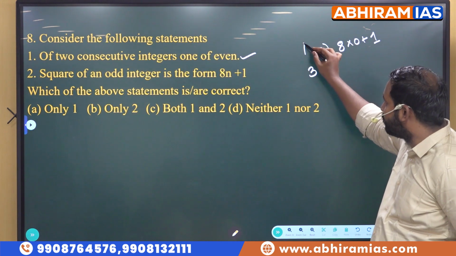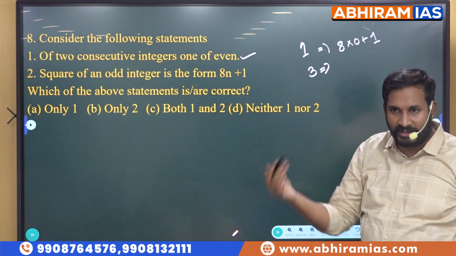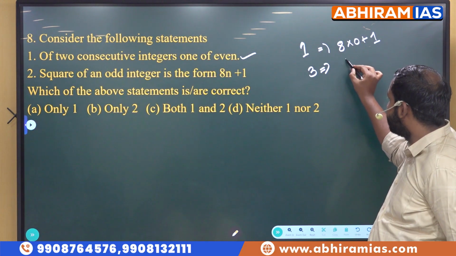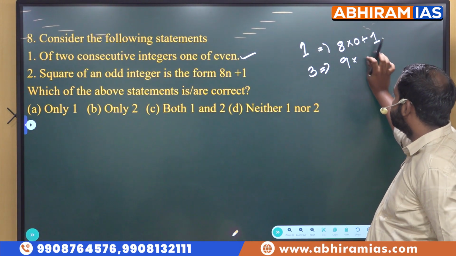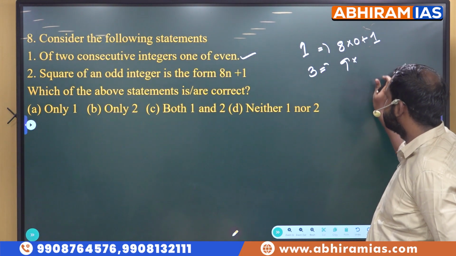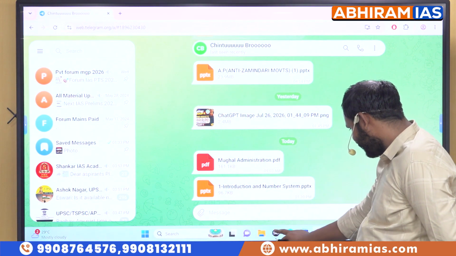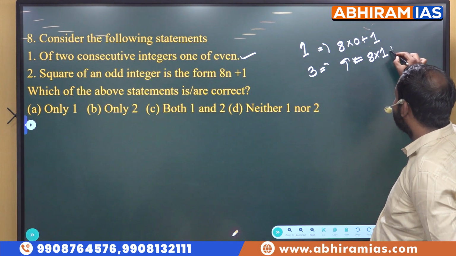Anyway, I will take only positive ones, since we are squaring. Whether you square positive or negative, they lead to the same number. So 3 squared is what? 9. So 9 can be written as 8 into 1 plus 1.